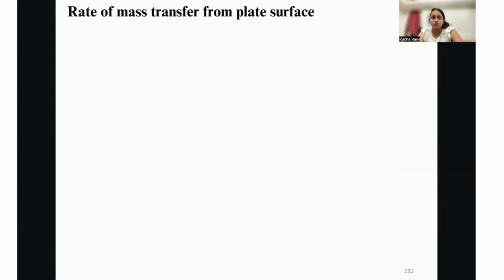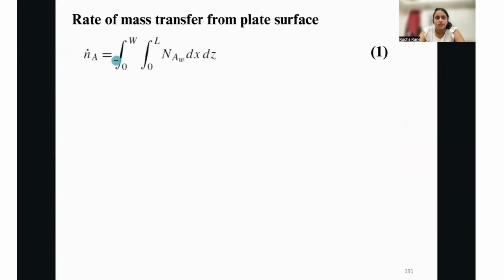So, rate of mass transfer from the plate surface. What do you mean by rate? Rate in simple terms is flux into area, correct? Which is quantity per unit time. Now we will write this in mathematical terms. This NAW, as we discussed earlier, is the mass flux. And this is dx dz, which is your mass transfer area, the area which is concerned for the mass transfer happening in this situation. And NA dot is the mass transfer rate.